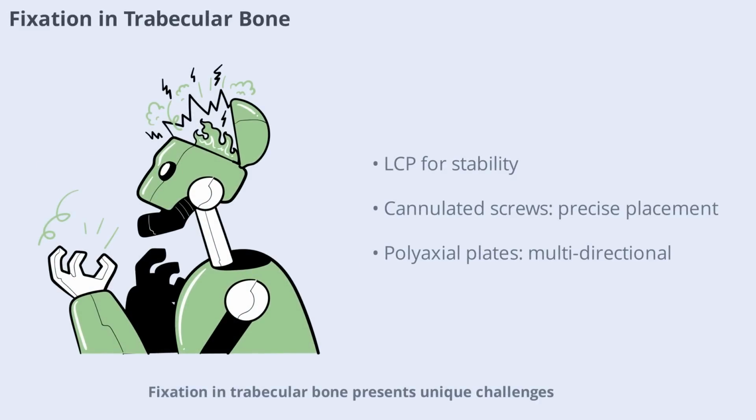Fixation in trabecular bone presents unique challenges. Locking compression plates (LCP) offer stable fixation even in the less dense trabecular bone. Cannulated screws allow for precise placement with minimal bone disruption, which is essential for preserving bone integrity. Polyaxial locking plates enable multidirectional screw insertion, providing flexibility in complex fractures.